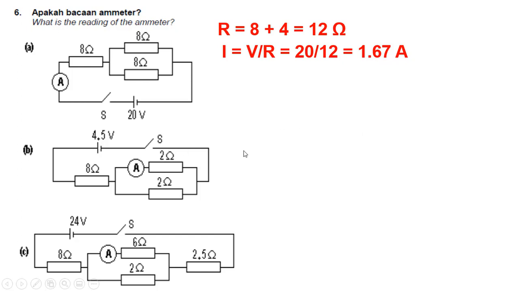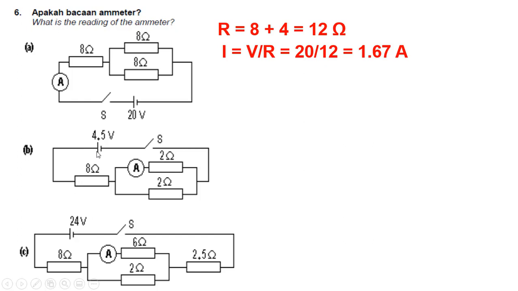Okay, question B. Again, we can look at here, it is 2 ohm. Quite easy. This time we want to know the value of current here. So voltage is 4.5 volt. Whatever the problem, the best thing is to calculate the effective resistance and the current flow of the circuit from the battery.